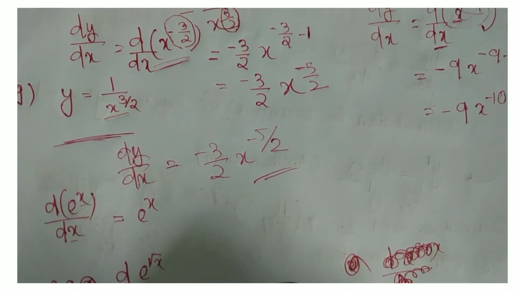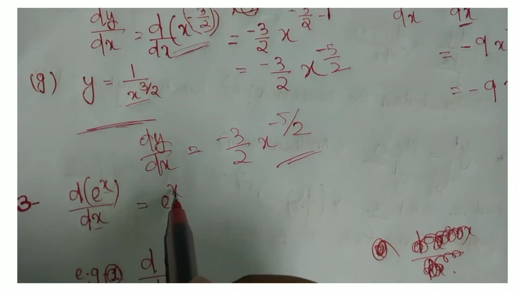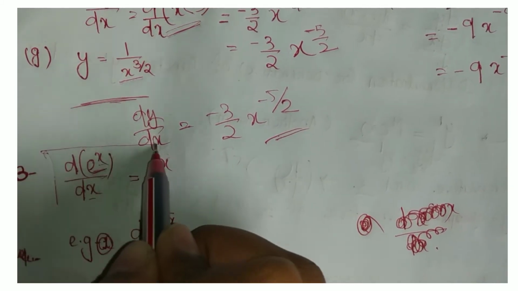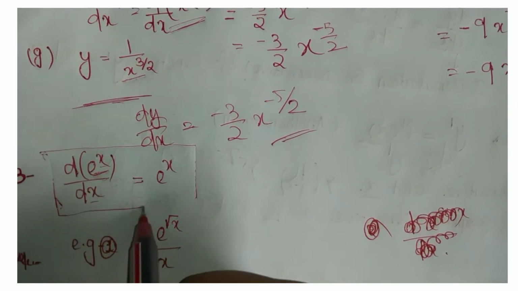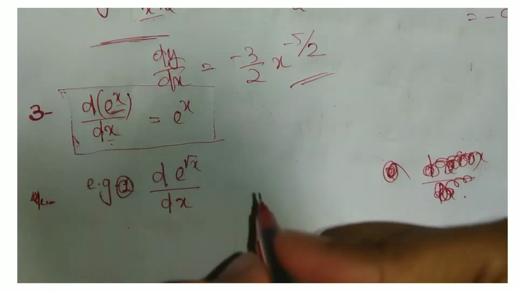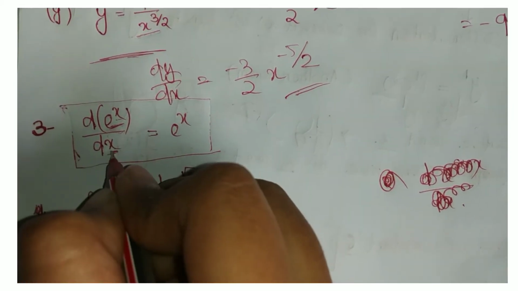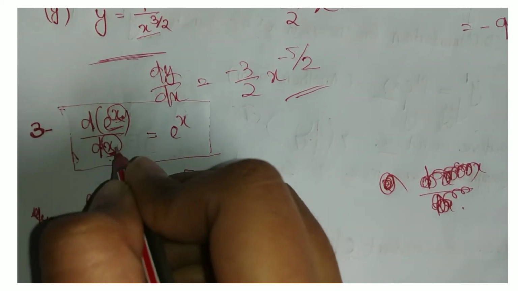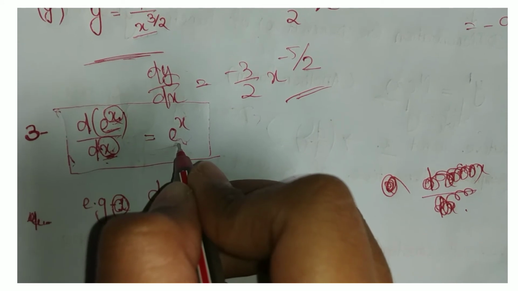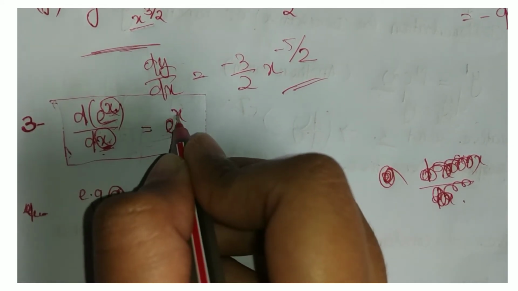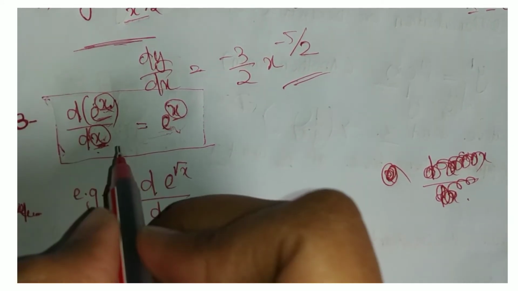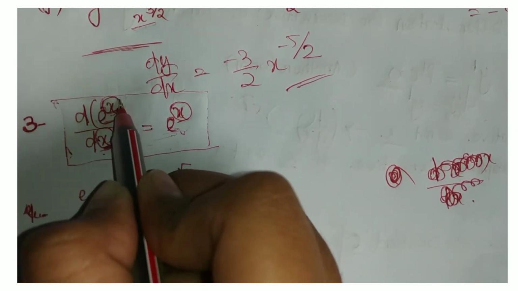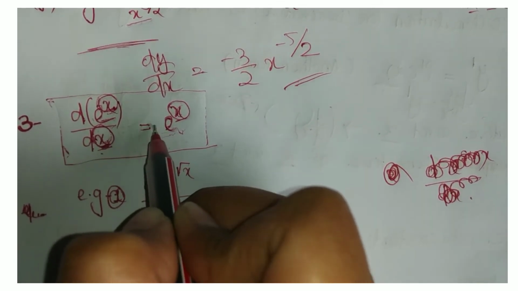How do we solve the derivative of an exponential function? The derivative of e to the power x is equal to e to the power x. Here, x with respect to x, e to the power x, this is the same. So the answer is e to the power x. That is, the derivative of e to the power x with respect to x is equal to e to the power x.